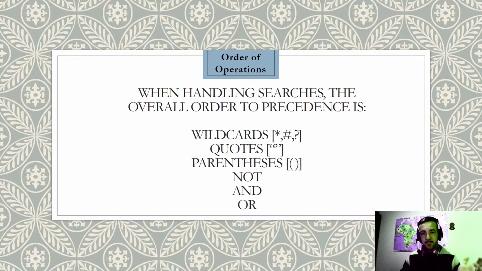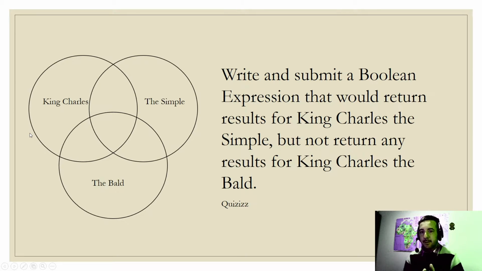So here's what I want you to do. We're going to go into this, and based on what we know of the logic, and based on what we know of the operators, let's take a look. It says write an expression, like a Boolean expression. Basically, make a search that would actually give you King Charles the Simple, but not King Charles the Bald. So you can pause the video and think through it. Okay, good. You're back. Good.